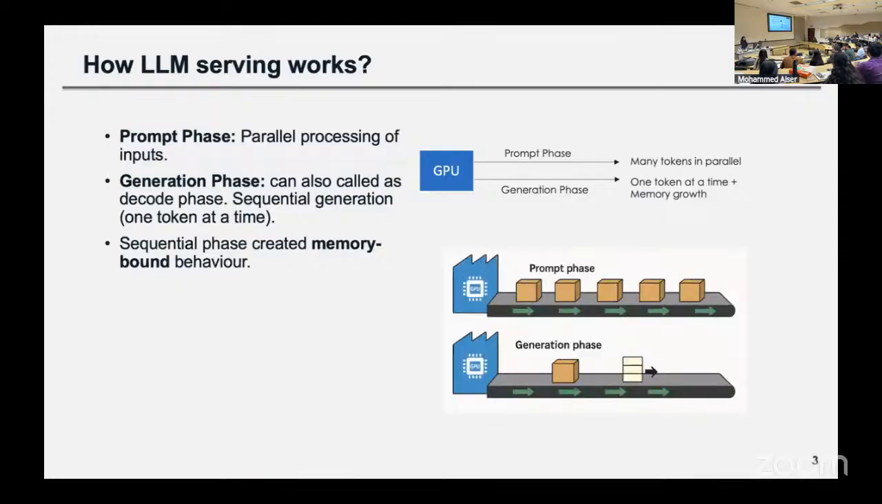So in the figure, you can see that for the prompt phase, all the boxes are moving together at a time. Whereas in the generation phase, only one box is moving forward, right? So the KV cache grows during the generation phase and the model becomes memory bound. So the GPU is limited not by compute speed, but more by memory, which we will discuss in future slides.